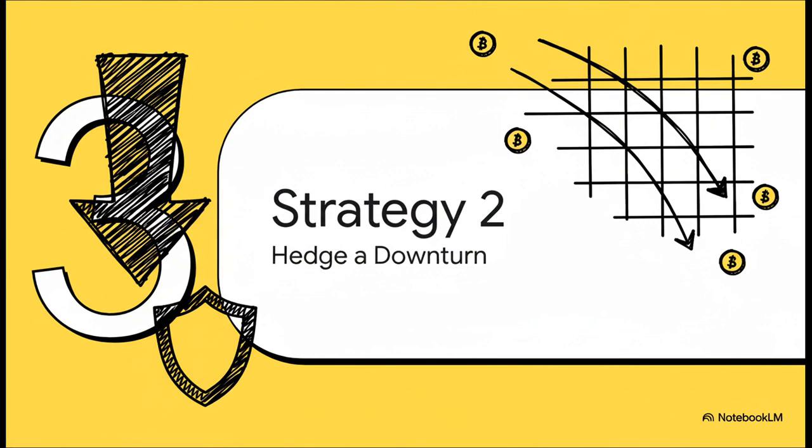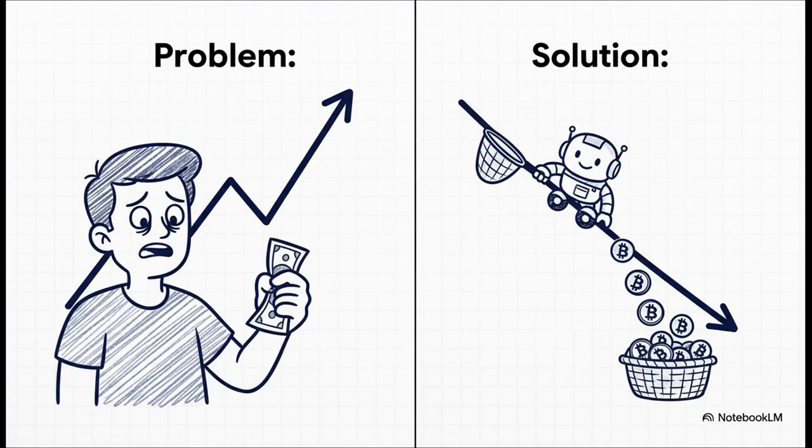Right, but we all know bull markets don't last forever. So what happens when the music stops and the market turns red? Well, let's look at strategy number 2, using the inverse grid to hedge a downturn without having to sell your coins. Okay, the main goal here is to avoid what the source calls selling too soon. And let's be honest, we've all been there, right? You sell to protect your capital, and then you just have to watch as the price rockets back up without you. Ouch. The solution they propose is to run a short grid.